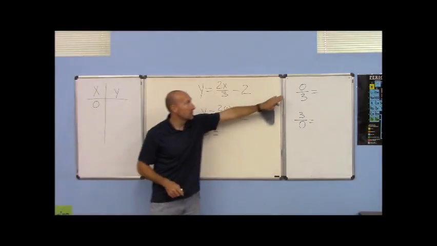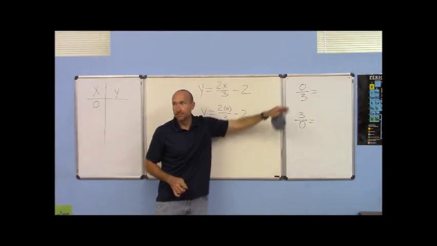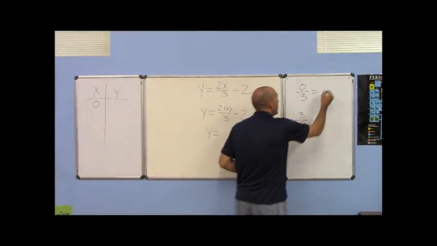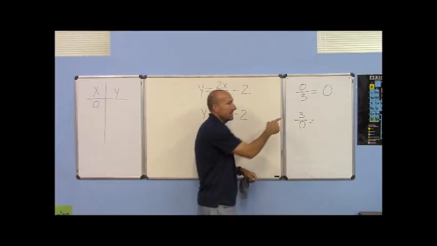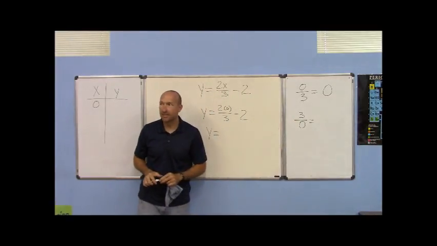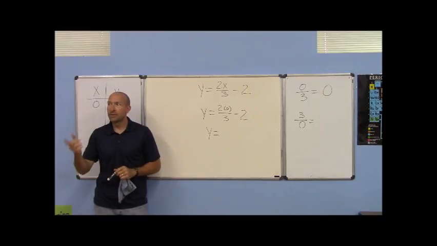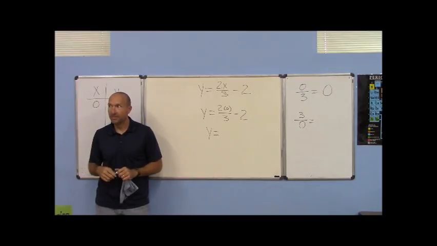So can we solve the first one? 0 divided by 3. It's just 0. What is this one? 3 divided by 0. What is that? Did you do it on your calculator? Do it on your calculator, see what happens. Seriously, go ahead. It can't be done.